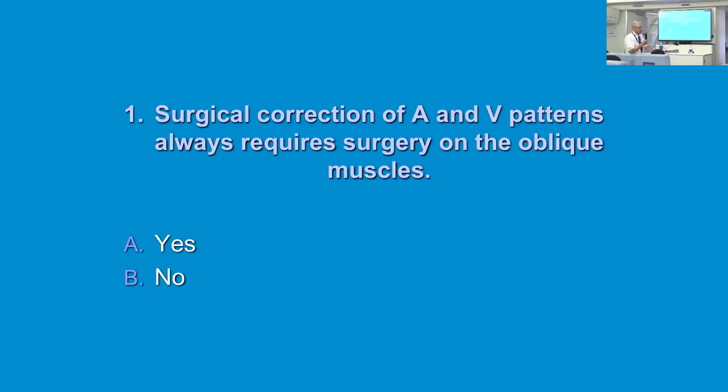Okay, so I think that really concludes the lecture. I think they wanted me to go through this again quickly for the people that are taking it and watching this remotely, okay? So the answer to these questions, surgical correction of A and B patterns. Surgical correction of A and V patterns always requires surgery on the oblique muscles. Does it always require it? No. We learned that, right?